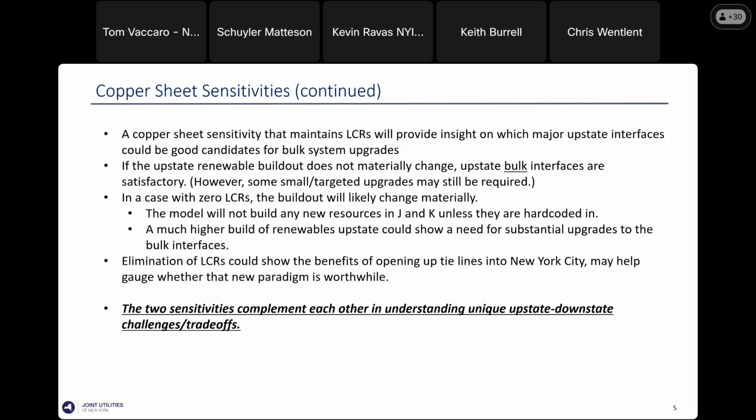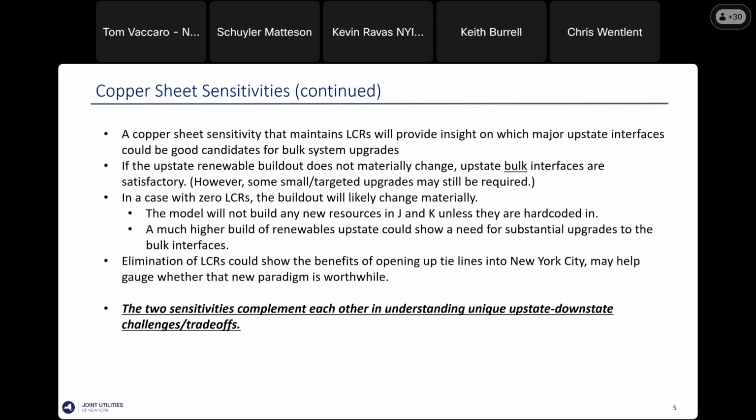What we think is that a copper sheet sensitivity that maintains the local capacity requirements will provide insight into the major upstate interfaces that could be good candidates for bulk system upgrades. If we see in that sensitivity lots of renewable generation moving from one upstate zone to another, or much more renewable being sited in a way that allows for flow between zones in the upstate region, then bulk system upgrades might make sense, particularly in those upstate regions. Whereas if it doesn't materially change, it could indicate that bulk upgrades, at least between zones, might not be as valuable. Again, that's another place where we have to put a big asterisk and look at the actual results to understand what they mean before we make a judgment.